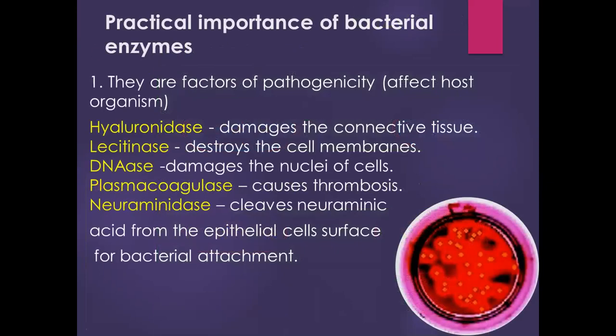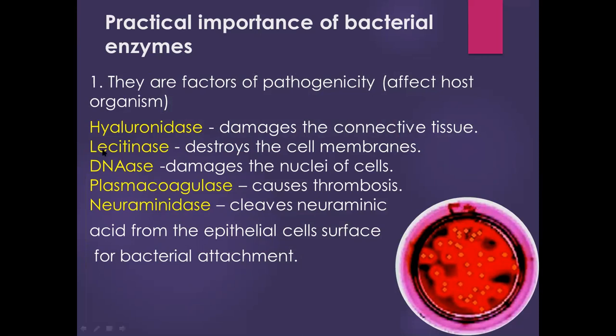And what is the practical importance of bacterial enzymes? I mean, in medicine. Many enzymes of bacteria act as effectors of pathogenicity. They can cause harm to the human body and affect the host cell. And here you see the list of these enzymes of pathogenicity, the most important of them. The hyaluronidase damages the connective tissue and helps bacteria to spread in the human body. Lecithinase destroys the cellular membrane and causes necrosis of the cell.